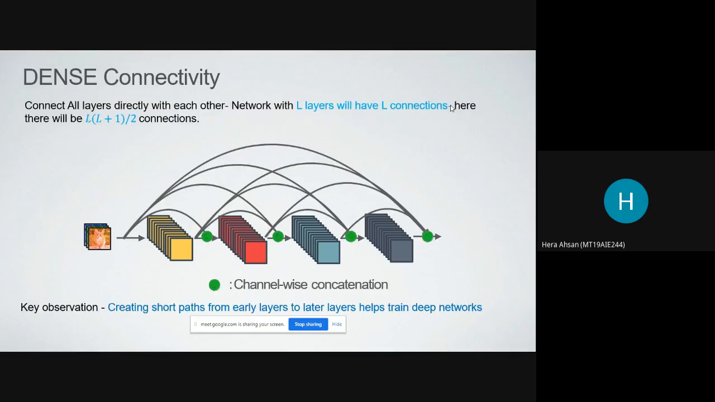Next slide. And to further improve the information flow between layers, we propose a different connectivity pattern. We introduce direct connections from any layer to all subsequent layers, as you can see in the figure, with channel-wise concatenation. So they are basically creating shorter paths. And the important difference between DenseNet and the existing network architectures is that DenseNet can have very narrow layers. Yeah, next slide.